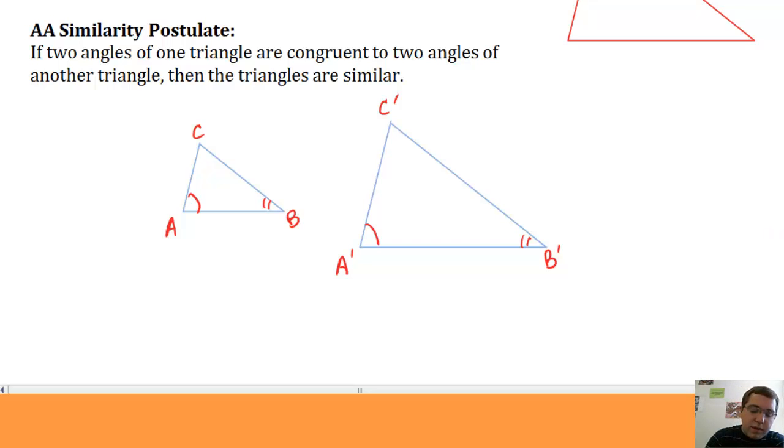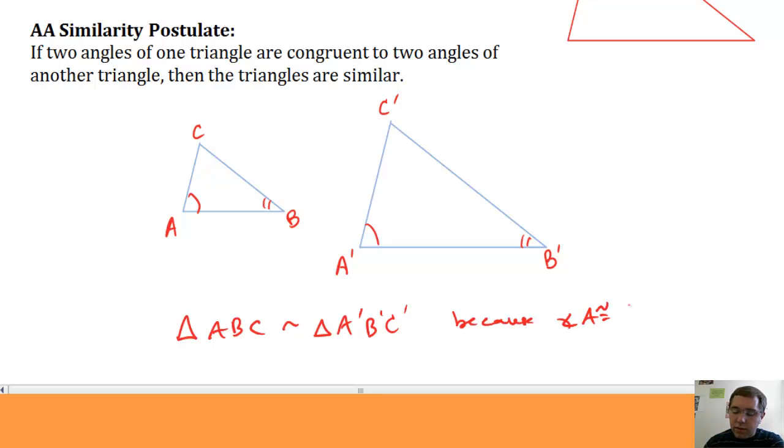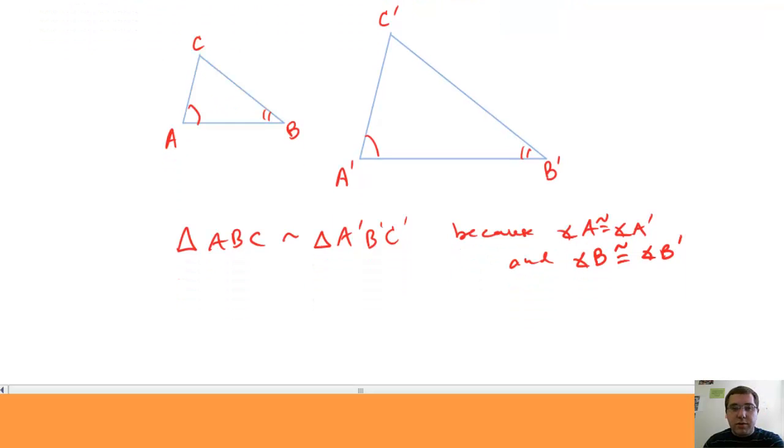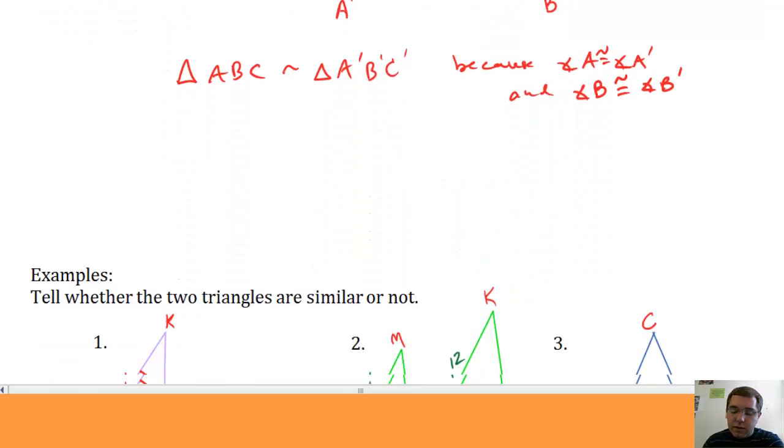So here we would say triangle ABC is similar to triangle A prime, B prime, C prime, because angle A is congruent to angle A prime and angle B is congruent to angle B prime. Just knowing those two pairs of angles guarantees me that those triangles are similar. This only works for triangles, not for other polygons.